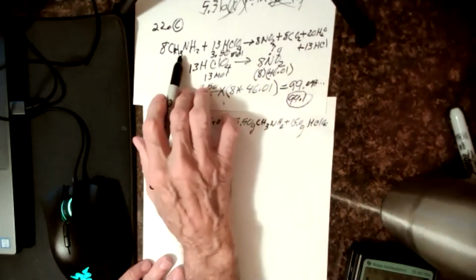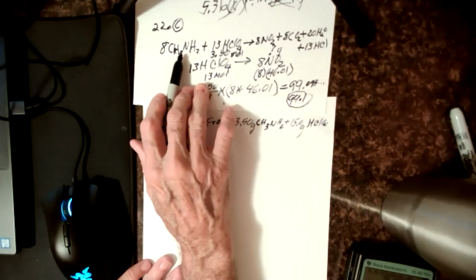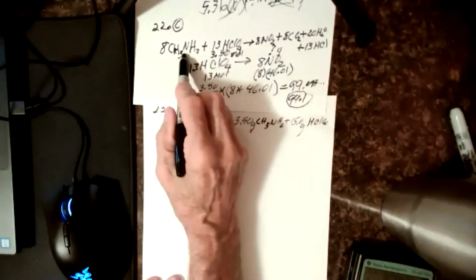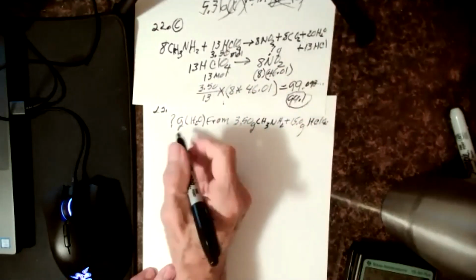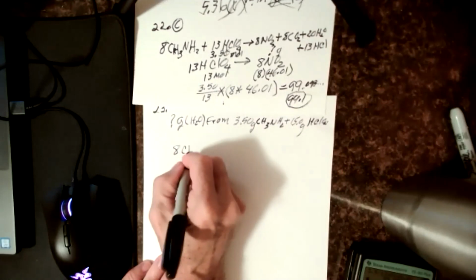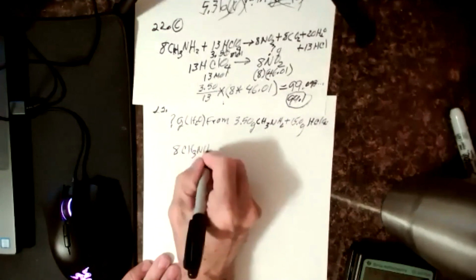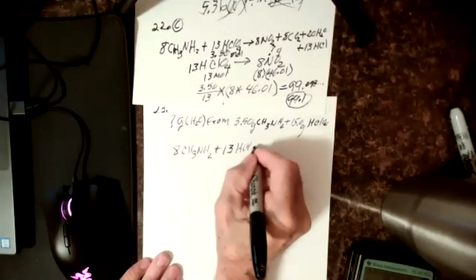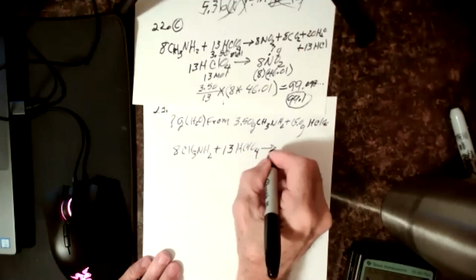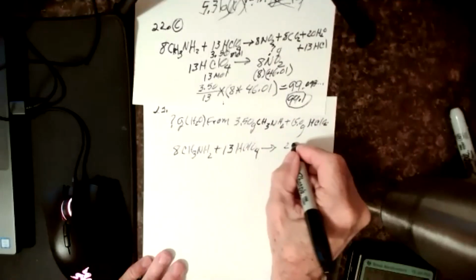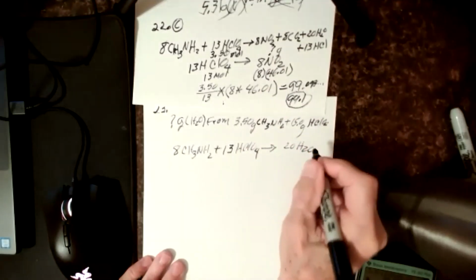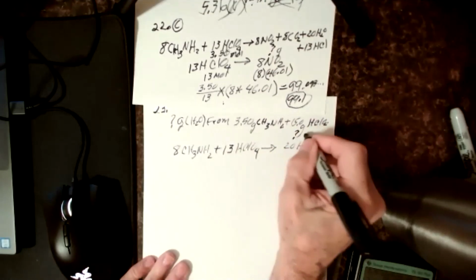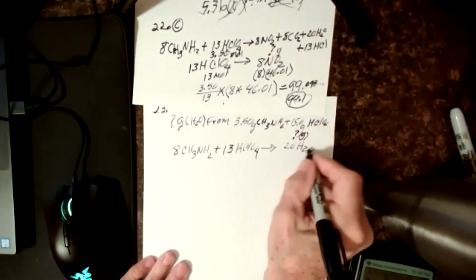Okay, so now we are using the methylamine, and we're using the perchloric acid, and we're using the water. So let's put those down. We've got 8 CH3NH2, reacting that with 13 HClO4s, and we're going to 20 waters. It said how many grams of water, so I want that in grams, and I want to put the equation in grams.